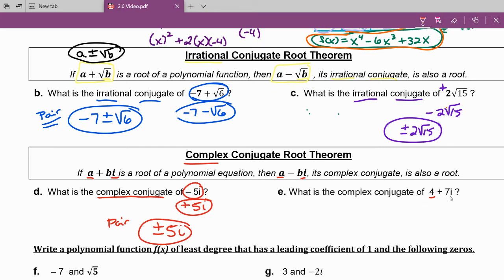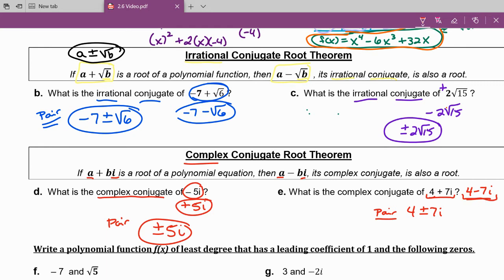All right, so the 4 plus 7i, if we wanted to answer the question, what is the complex conjugate of 4 plus 7i? It would just be 4 minus 7i. So that's one root. This is another. They are two different roots, but if we wrote them as a pair of complex conjugates, you would have 4 plus or minus 7i.